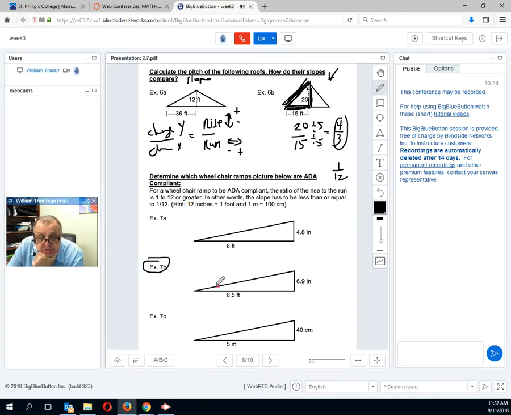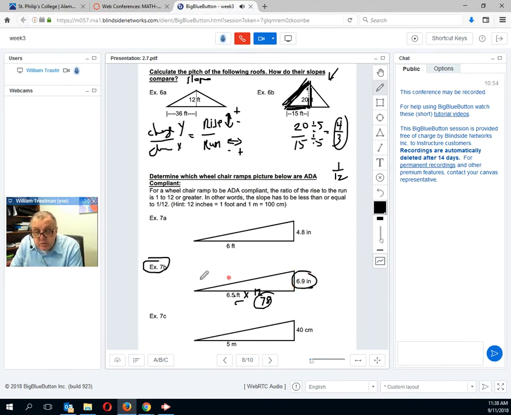So let's take a look at this one. In order for you to do this, though, I'm dealing with feet and inches. They both have to be the same units. It's hard to change 6.9 inches to feet, but it's easy to change 6.5 feet to inches. There are 12 inches in 1 foot, so if I multiply this by 12, it'll tell me how many inches I have. 6.5 times 12, I have 78 inches. And I have 6.9 inches here.